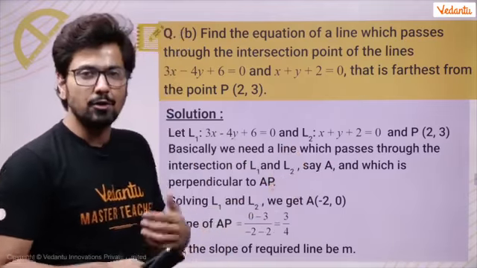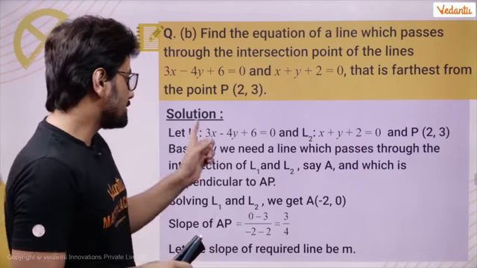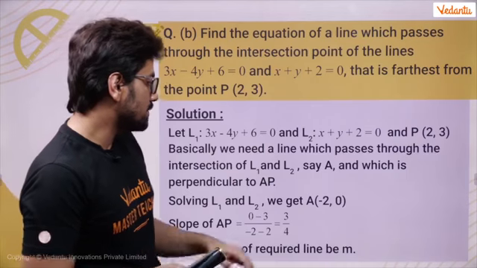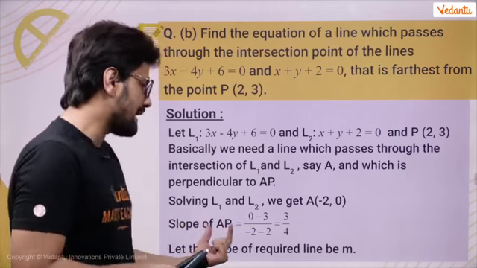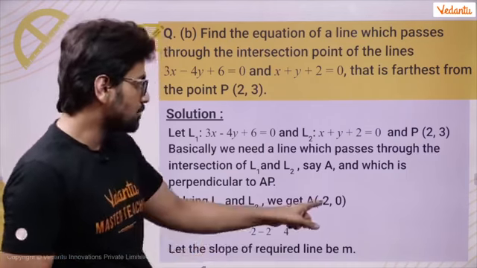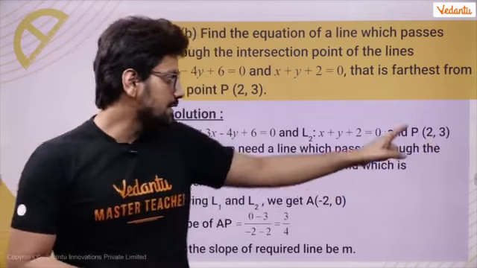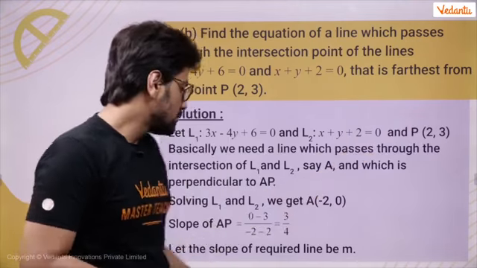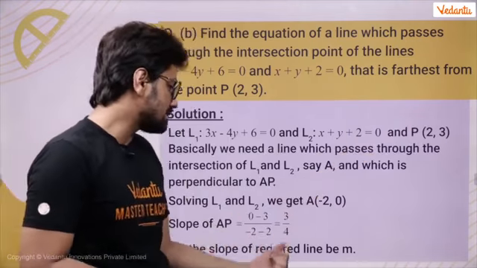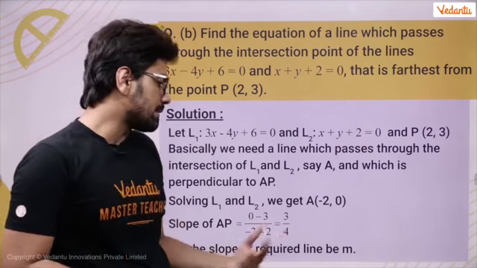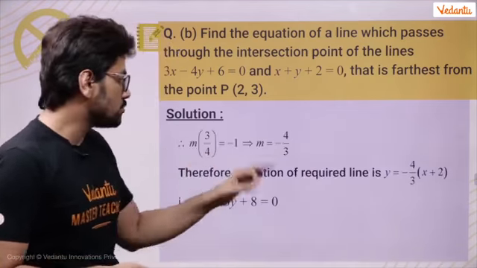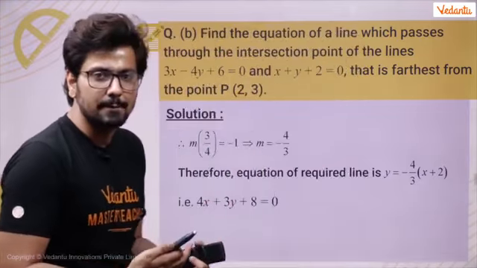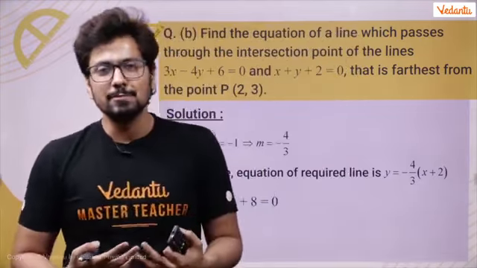So this is the point A, which is the point of intersection of these two lines. So if we solve these two lines, we will get the point of intersection as -2 comma 0. So let's say this is the point of intersection which is -2 comma 0. So the slope of AP will be equal to, this is the point A, this is the point P, y2 minus y1, 3 minus 0, or you can say 0 minus 3 upon -2 minus 2. So 0 minus 3 upon -2 minus 2, that is 3 by 4. So slope of AP is 3 by 4. So the slope of our required line is equal to -4 by 3, because when two lines are perpendicular, the product of their slopes is equal to -1.